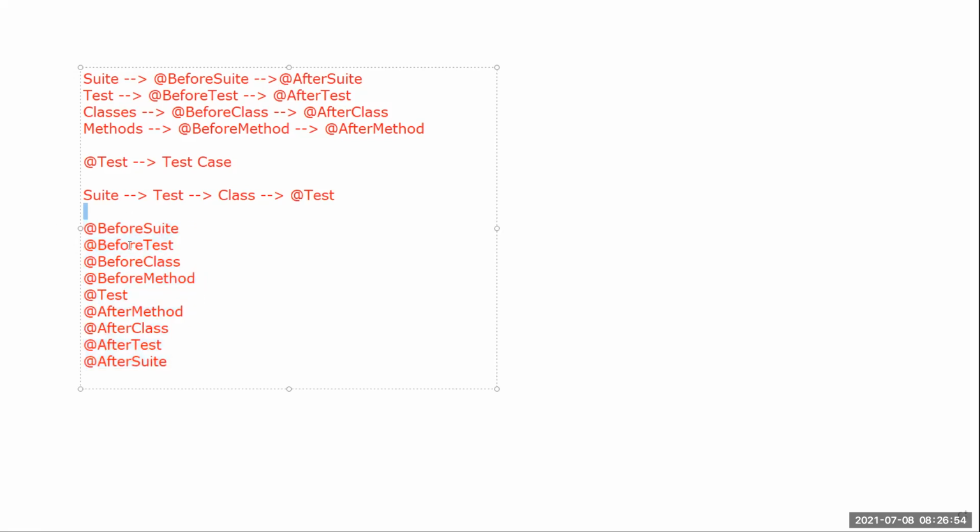Okay. Before suit, before test, before class, before method, test, after method, after class, after test, and after suit. We opened it first, we closed it last. We opened before test second, and we closed after test last second. Right? So this is the order. However we open, you will close them in reversal order.